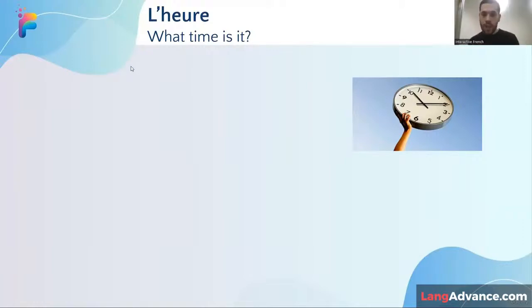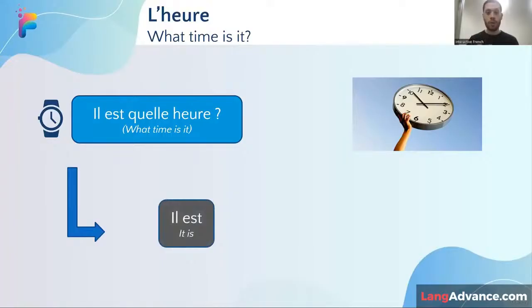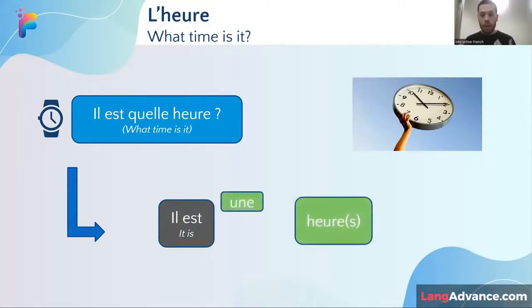If we want to say what time is it, we're going to say il est quelle heure? Il est quelle heure? What time is it? Now, if you want to answer that question, you're going to start with il est, meaning it is, the same one that we have in the question. And then you would add the hour.